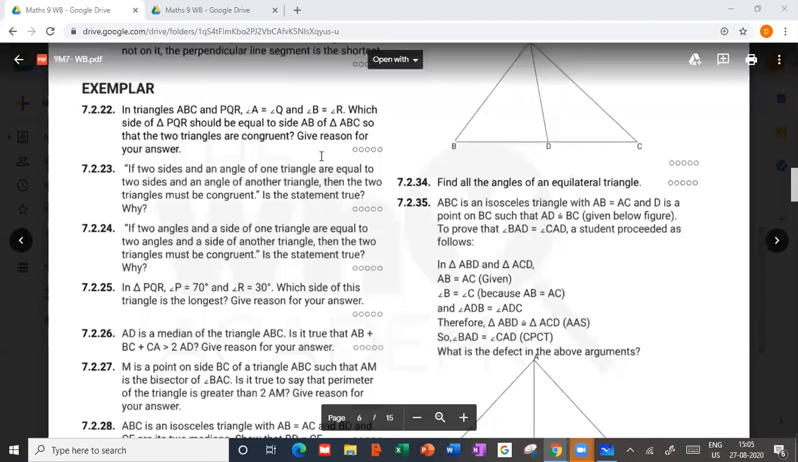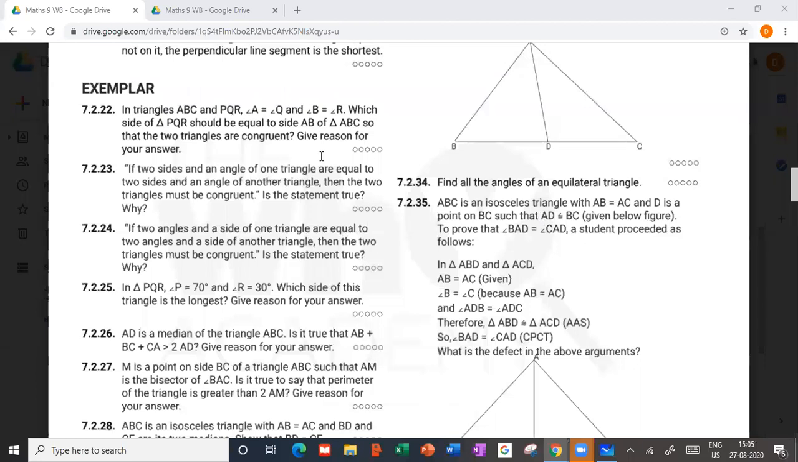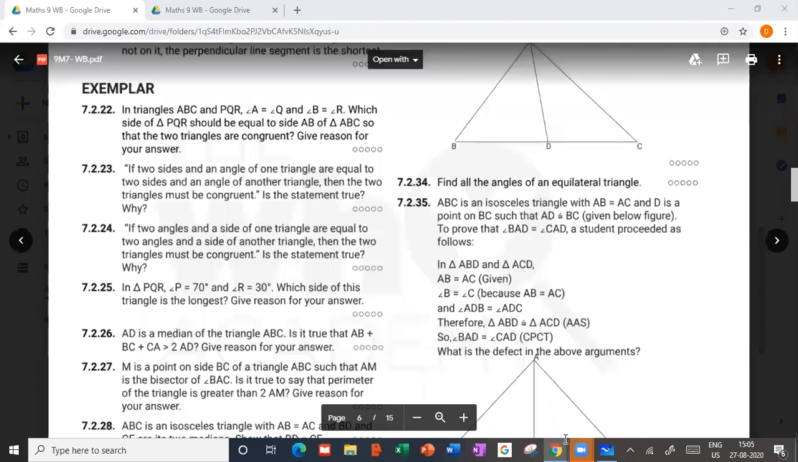Okay, so we were discussing the 22nd question. In triangles ABC and PQR, angle A is equal to angle Q and angle B is equal to angle R. Which two sides of the triangles should be equal? Okay, let's quickly draw the figure. If we draw it, it will be easy.